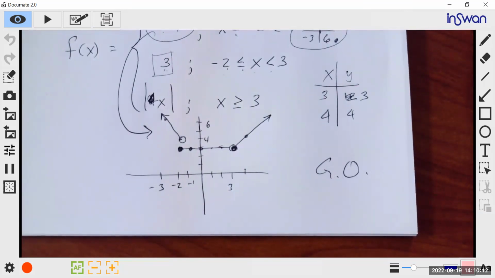You know what GO stands for? You know, Get out.